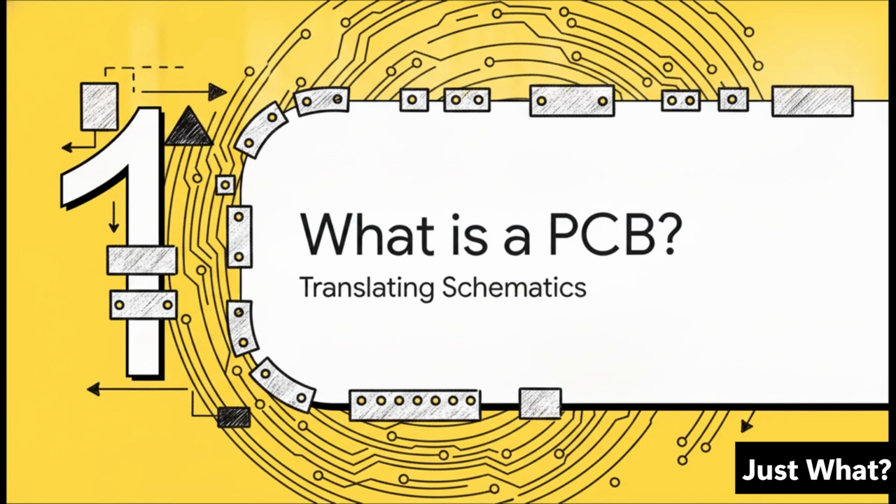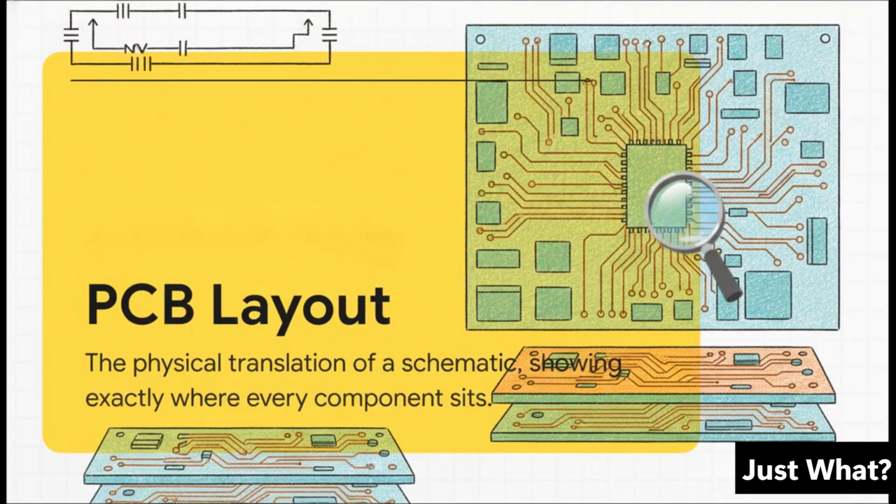Section 1. What is a PCB? We're talking about translating schematics. Look, in a schematic, you've got symbols and lines, right? It's all theoretical logic and ideas. But the layout is reality. It shows exactly where every single component sits in physical space. It dictates how every single electrical connection is physically routed in solid copper, literally layer by layer. It's the physical bridge bringing a theoretical design right into the real world.